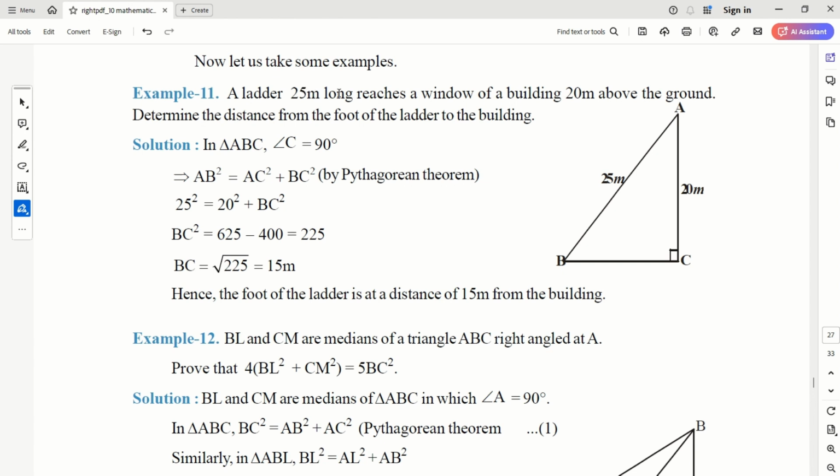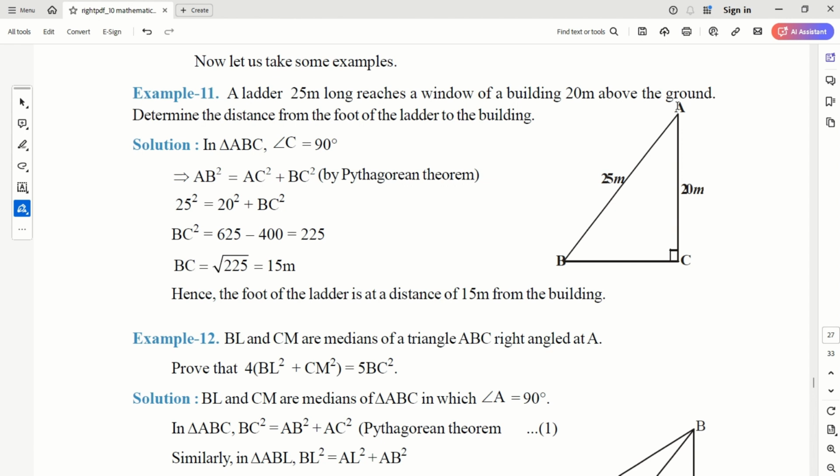Most important thing in geometry is to construct the diagram correctly. Now, it's a ladder of 25 centimeters. It reaches the window of a building. If this AC is a building, then it reaches the window. Window is at A. So BA equals 25 meters. This is my ladder. And AC is the building, and at A there is a window.